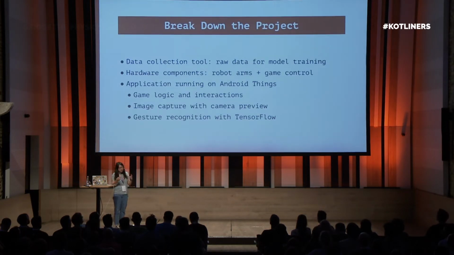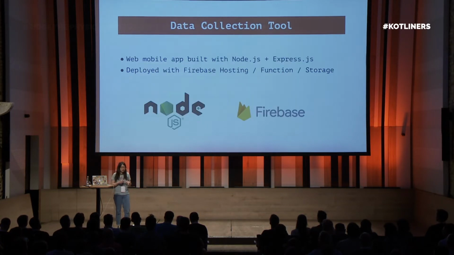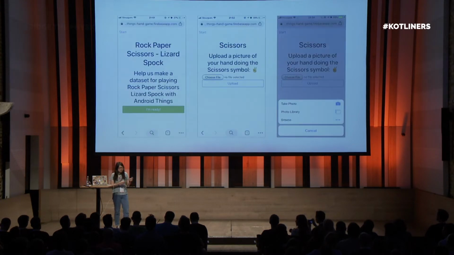So if we break down the project, there are several parts. I built a tool to collect data from my coworkers and my friends. And there are all the hardware components and all the applicative code. The data collection tool was built simply with Node.js and Express.js. It works as a mobile web app. And I deployed it on Firebase hosting and with Firebase functions. So it looks like this.